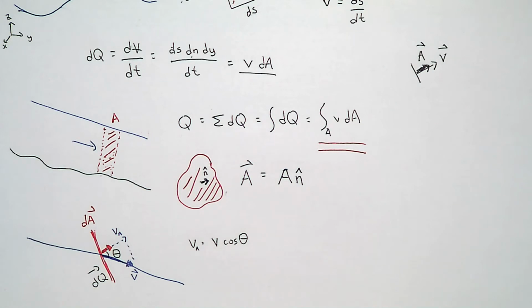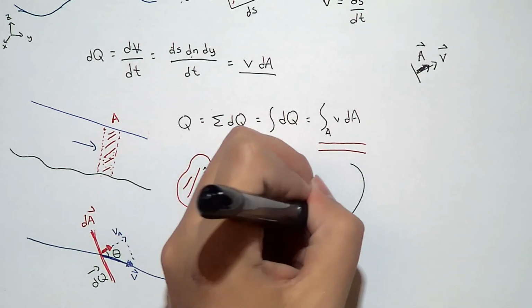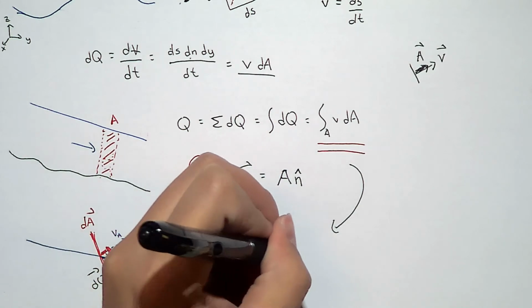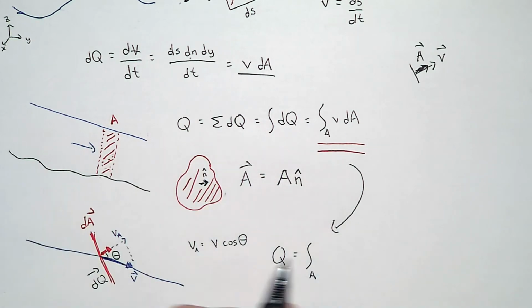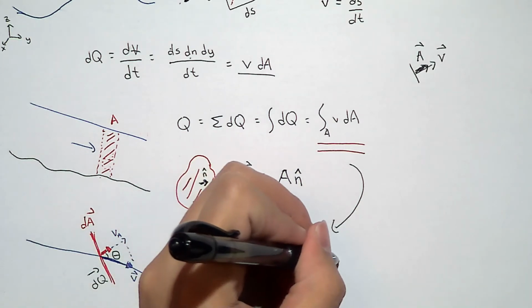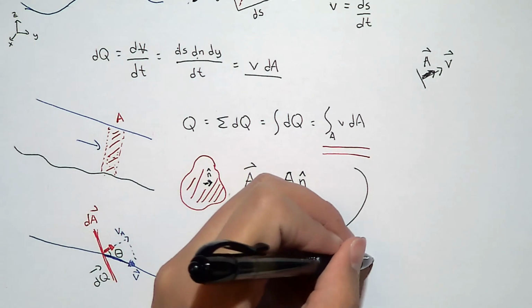But since the velocity in this case is not in the same direction as the area vector, then we need to only take the velocity component. So let's make that correction in this equation. My flow rate becomes the integral, not of v dA. What goes inside this integral now? If we want to account for an inclination in my area, exactly, v cosine theta dA. Correct. The component of velocity times dA.